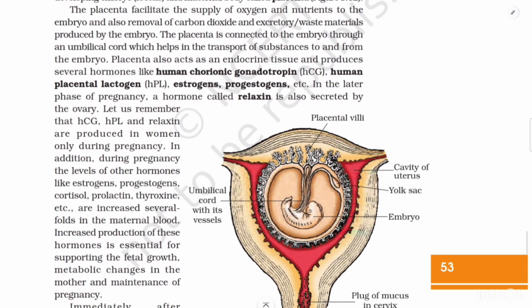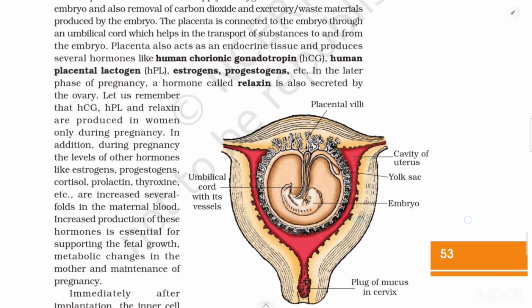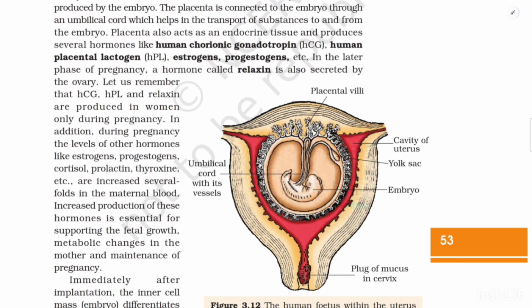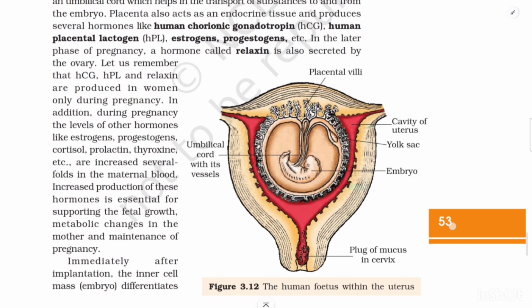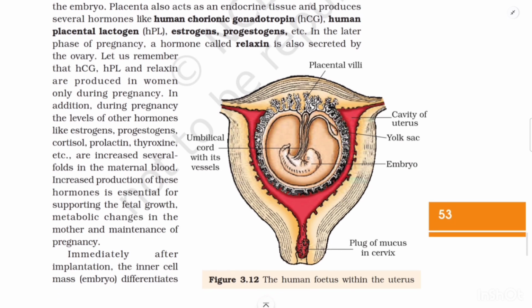The placenta facilitates the supply of oxygen and nutrients to the embryo and also removal of carbon dioxide and excretory waste materials produced by the embryo. The placenta is connected to the embryo through an umbilical cord, which helps in the transport of substances to and from the embryo. Placenta also acts as an endocrine tissue and produces several hormones like human chorionic gonadotropin (hCG), human placental lactogen (hPL), estrogens, progestogens, etc.